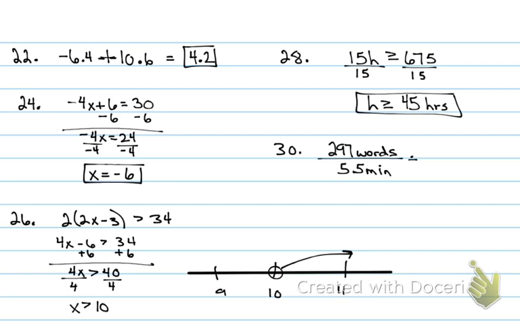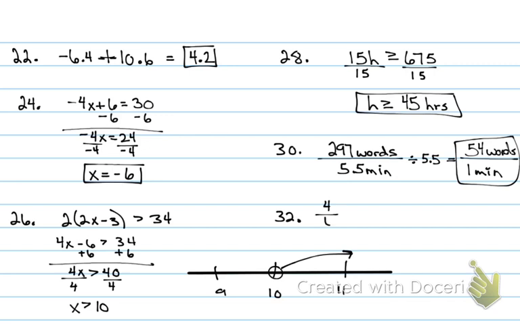Number 30. 297 words in 5.5 minutes. Well, that's great, but I want to know how many words in 1 minute. So I have to make my denominator 1. What do you divide 5.5 by to get it to 1? You divide it by 5.5. Whatever that number is in the denominator, you divide top and bottom by that value, and you get 54 words per minute.